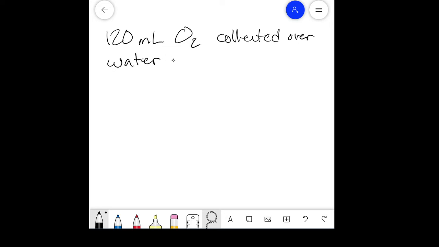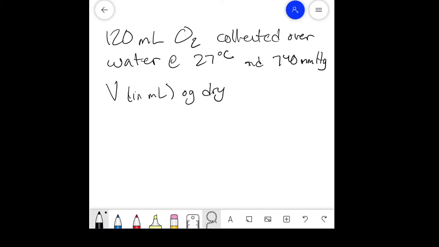So this one says, 120 milliliters of oxygen gas is collected over water at 27 degrees Celsius and 740 mercury pressure. What is the volume in milliliters of the dry gas at STP?